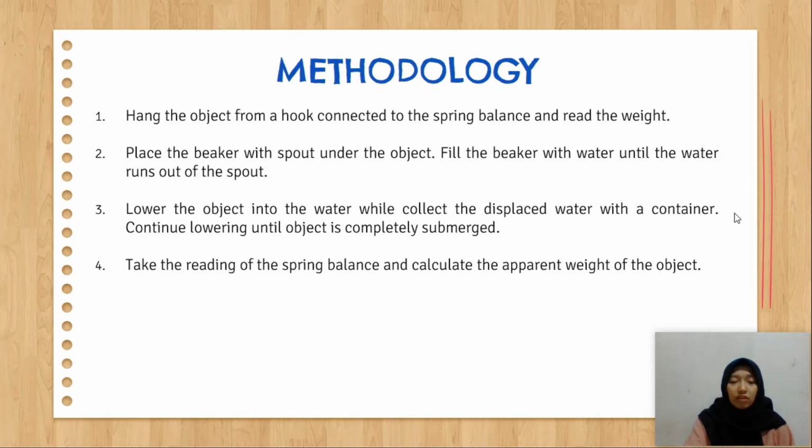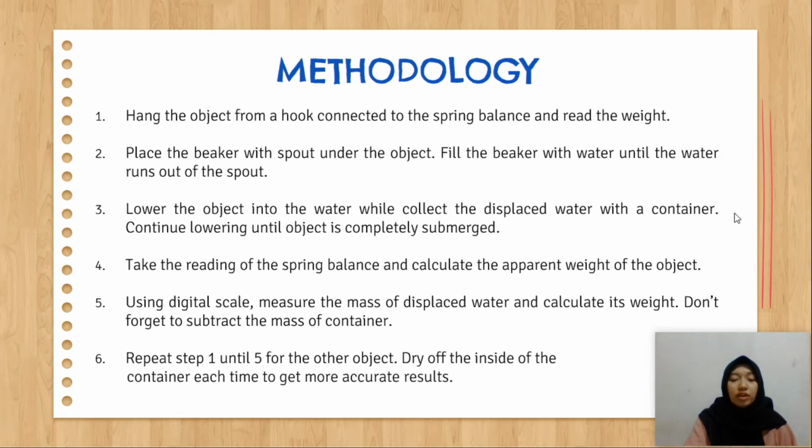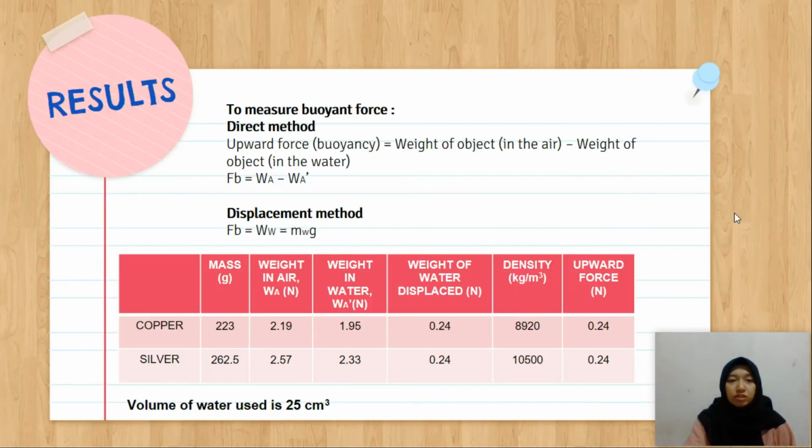Take the reading of the spring balance and calculate the apparent weight of the object. Using a digital scale, measure the mass of the displaced water and calculate its weight. Don't forget to subtract the mass of the container. And lastly, repeat steps 1 to 5 for the other object. Dry off the inside of the container each time to get a more accurate result.